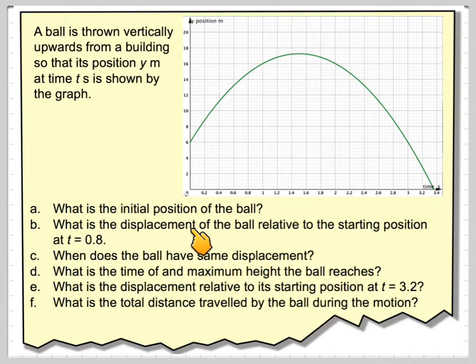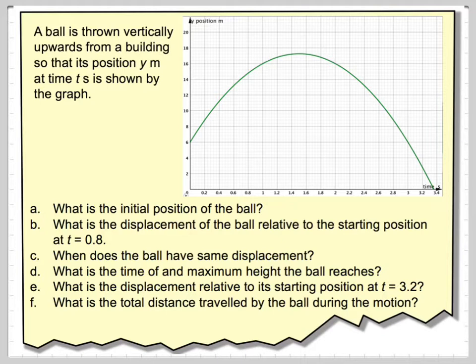What is the displacement of the ball relative to the starting position at t is equal to 8? When does the ball have the same displacement? What is the time of and the maximum height the ball reaches? What is the displacement relative to its starting position at t is equal to 3.2? And what is the total distance travelled by the ball during the motion?